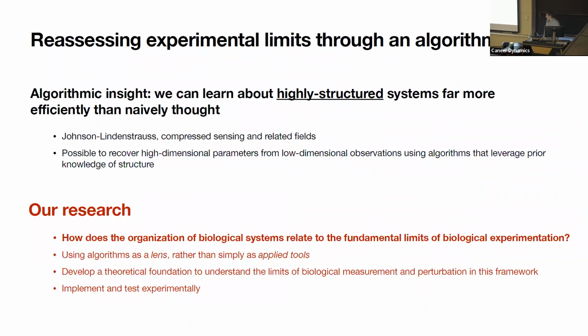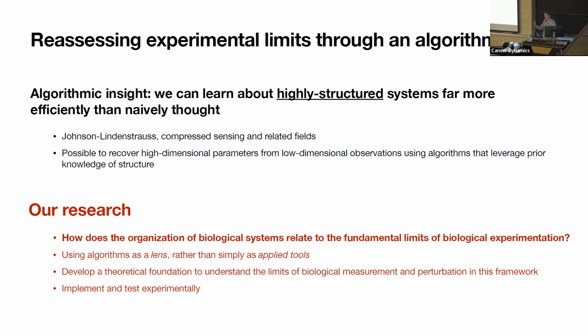So that's basically what we're doing in the lab. We're taking this insight that we can learn about highly structured systems far more efficiently than naively thought. And we're exploring, in a fun way, how the organization of biological systems relates to the fundamental limits of biological experimentation through this algorithmic lens. Again, this is just propaganda, it doesn't mean anything. It's purely to advance my career with some term.